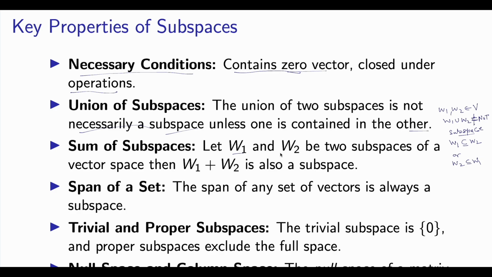Sum of subspaces. If W1 and W2 are two subspaces of a vector space, then the sum is also a subspace, because we are adding the points. Span of a set: the span of any set of vectors is always a subspace.